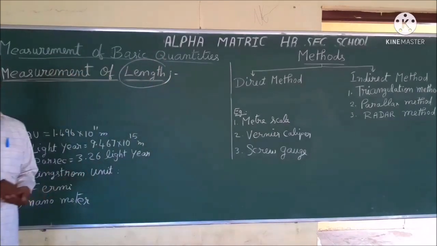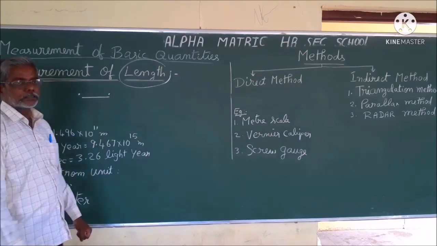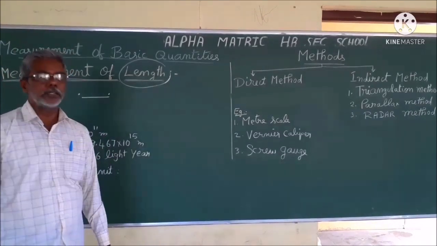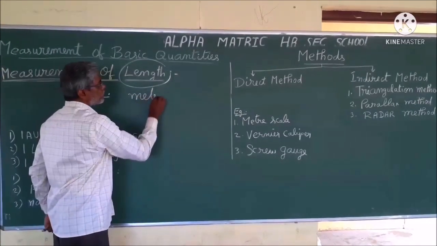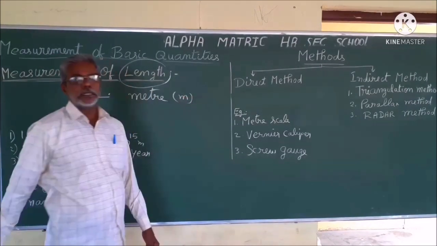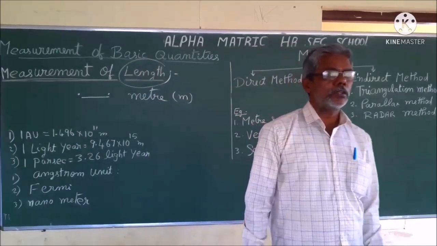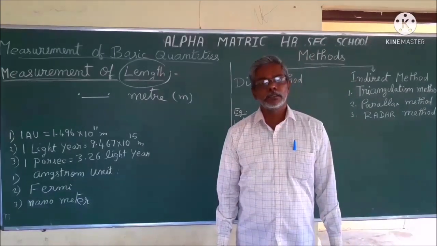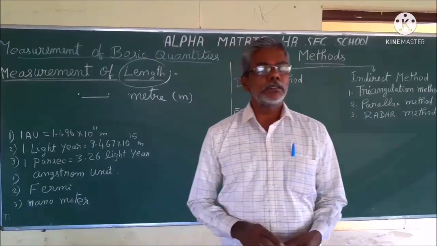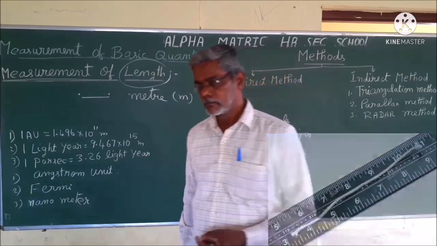What is length? The distance between 2 points is called length, and the unit is meter. Now, if I want to measure a cloth, how can I measure with the help of a meter scale? Like that, if I want to measure a rope, I can measure it by using a tape.